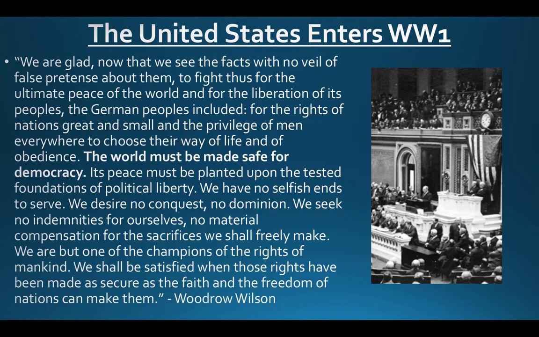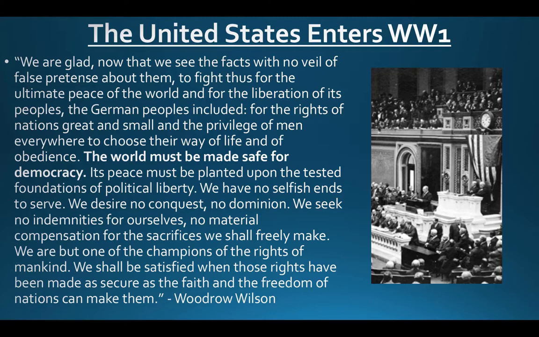The world must be made safe for democracy. Its peace must be planted upon the tested foundations of political liberty. We have no selfish ends to serve. We desire no conquest, no dominion. We seek no indemnities for ourselves, no material compensation for the sacrifices we shall freely make. We are but one of the champions of the rights of mankind. We shall be satisfied when those rights have been made as secure as the faith and freedom of nations can make them.